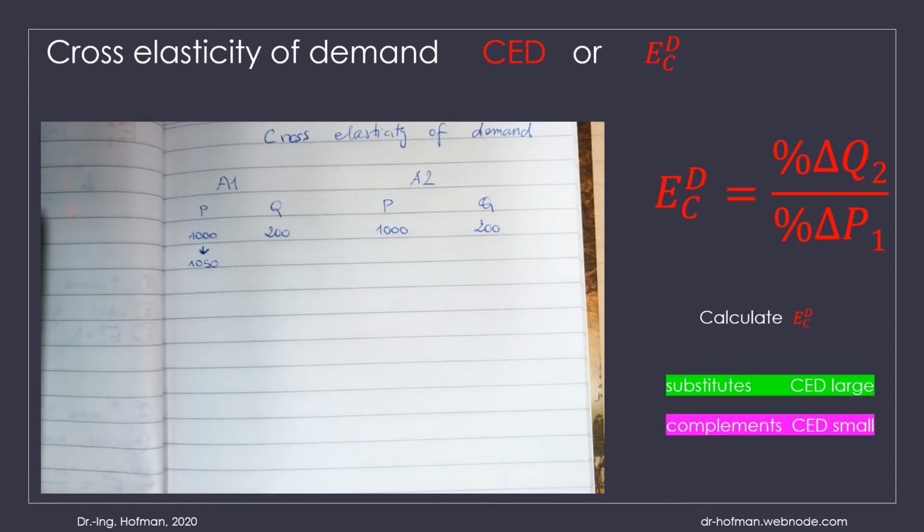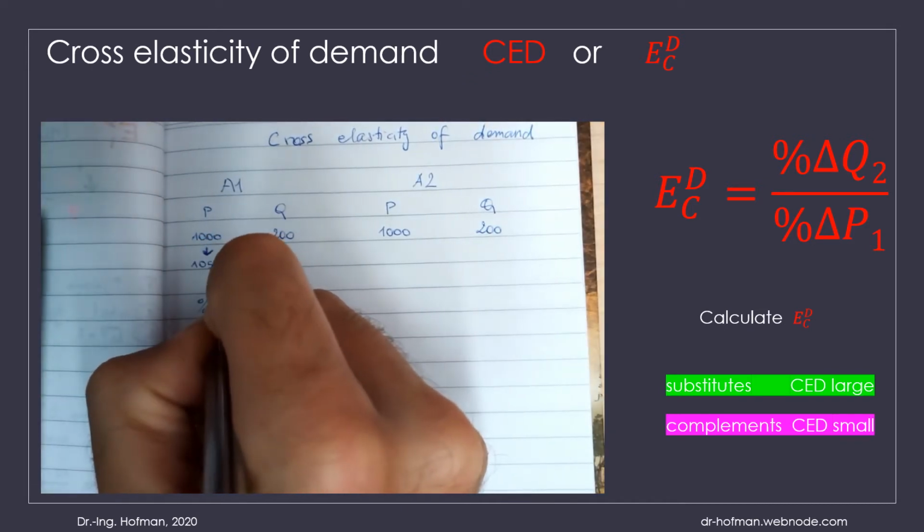So that gives us a change of 50 divided by 1025. The price went up by 50, so which point should be the base for the percent change in this scenario?